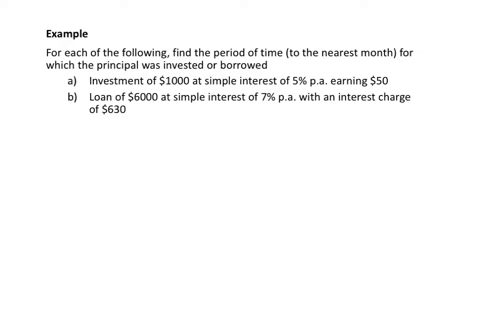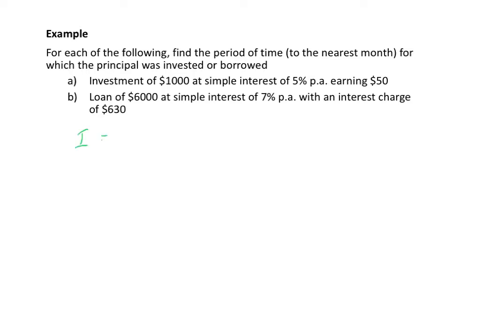So for each of the following, we want to find the period of time for which the principal was invested or borrowed. So the first one is I had an investment of $1,000 that was earning a simple interest of 5% per year and earned $50 interest. So start off by writing down the simple interest formula.